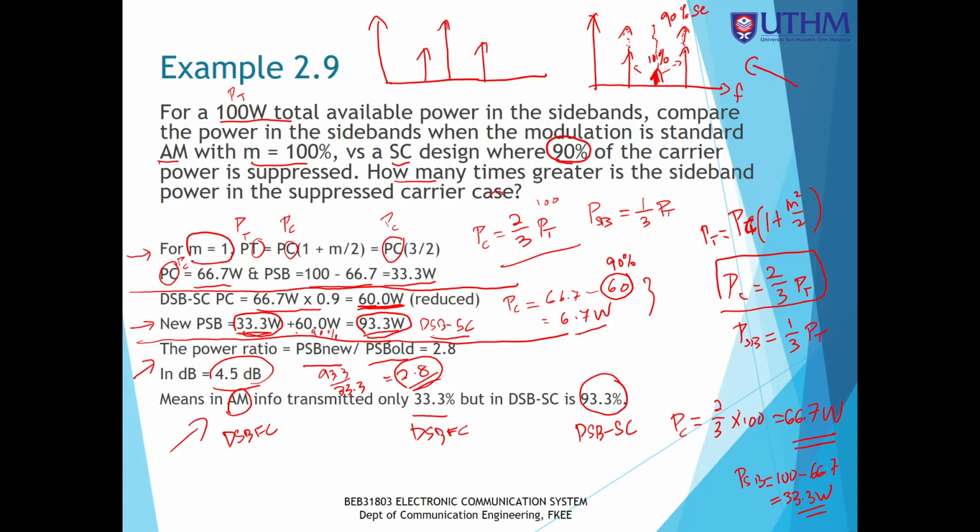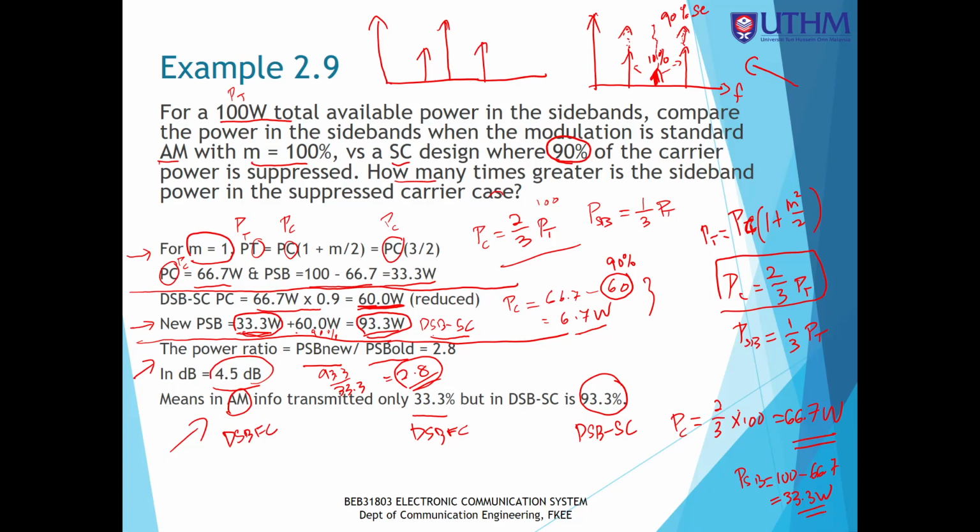So we can say that double sideband suppressed carrier is better in terms of total power, because most of the power is contained in the sideband. Remember, theoretically we want the sideband power to be as high as possible so that we can transmit the signal a long distance to the receiver. We need the sideband power to be as high as possible because information is contained within the sideband. The higher the sideband power, the better.